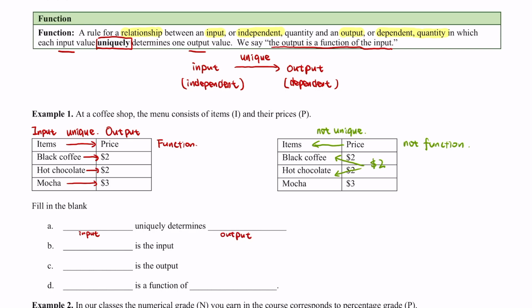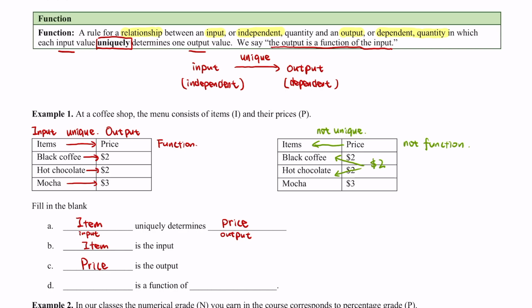And here the input is the item, and the output is the price. So the item uniquely determines the price. And part B, which one is the input? Okay, input is the item. Part C, which one is the output? Output is the price. Okay, so let me erase that. Output is the price. And the last one, what is a function of another quantity?